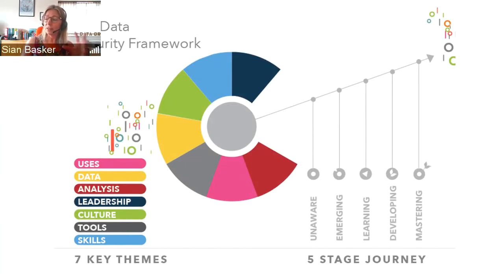So of the 7 themes, 2 of them are quite practical. Obviously, you have to have data and you have to have tools. A couple of them are very much about purpose, so the purposes for which you're using the data, the ways and purposes in which you're analysing it. But ever such a lot of it is about people. So leadership and culture and skills are all absolutely crucial.